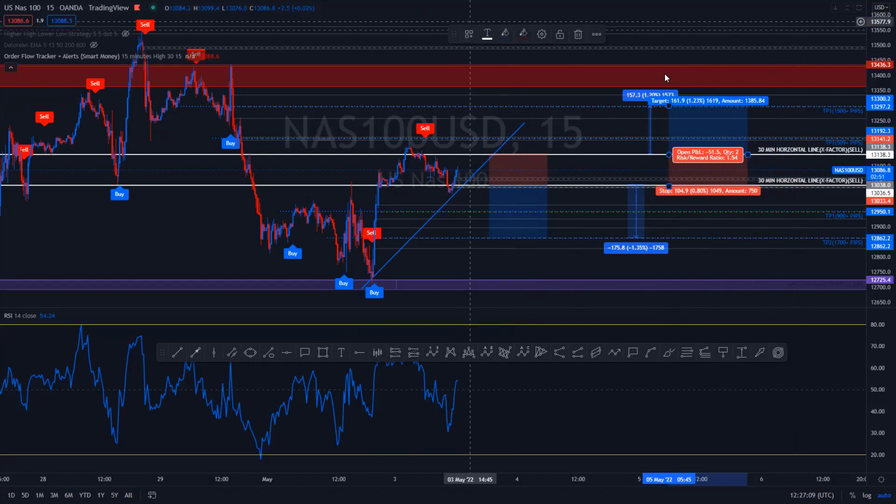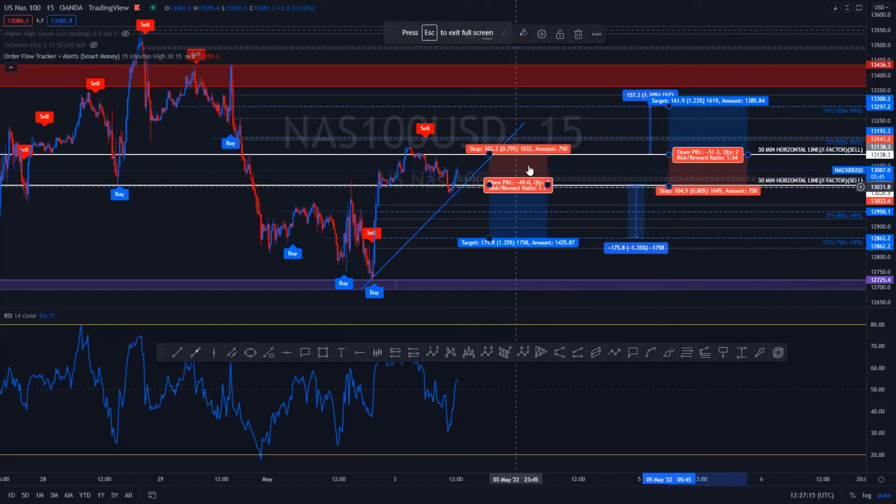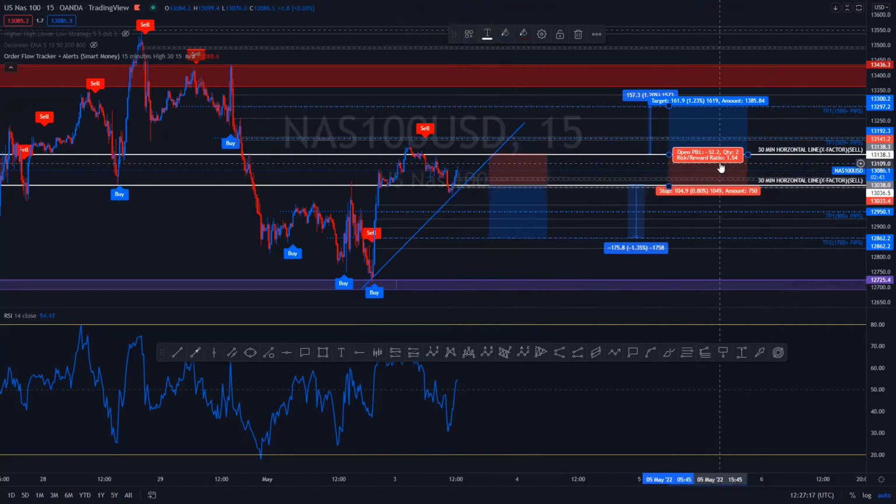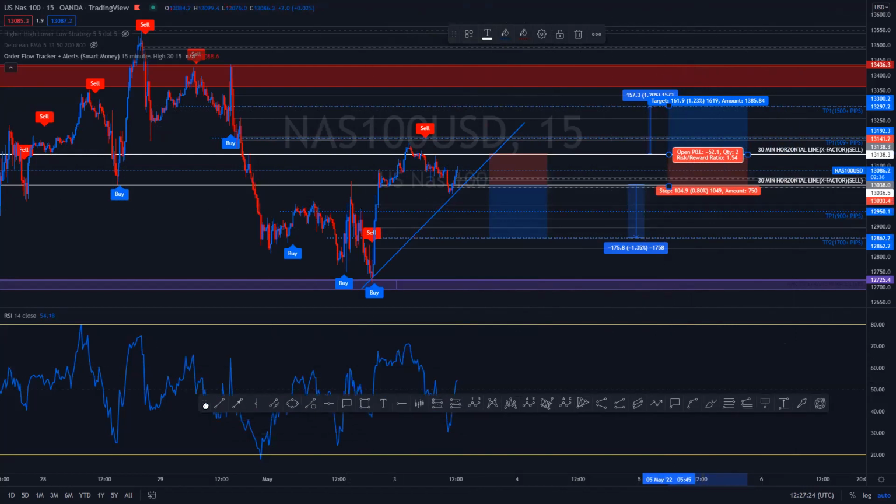And so the reason why I set these risk to reward tools is for the simple fact that whichever way price ends up going, I'll have my stop loss and take profit ready. Now, my personal opinion, price can go either way.